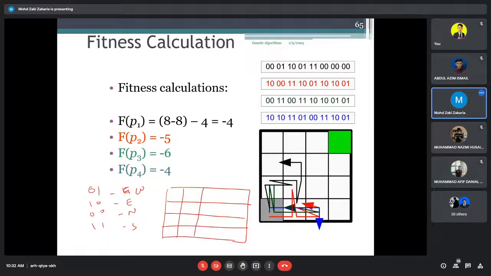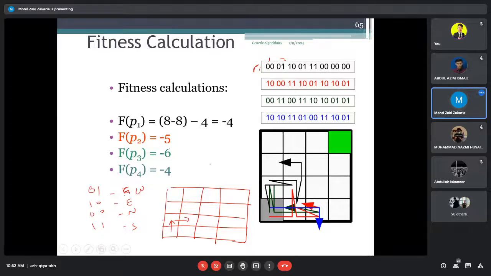Okay, this is the starting point. So for P1, consider P1, 0, 0 north. Then the first movement is 0, 0, the second movement is 0, 1, west. We cannot go to the west because this is the maximum, so we just stay at this point. No movement. Then 1, 0, 1, 0 is the third movement.